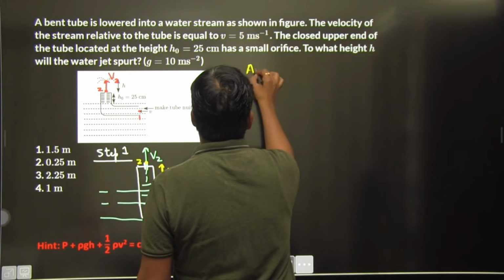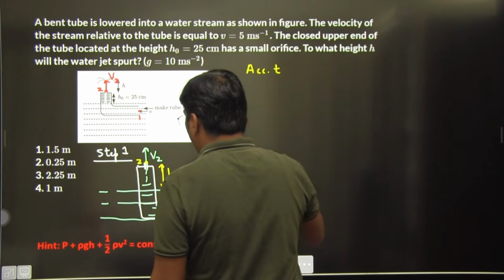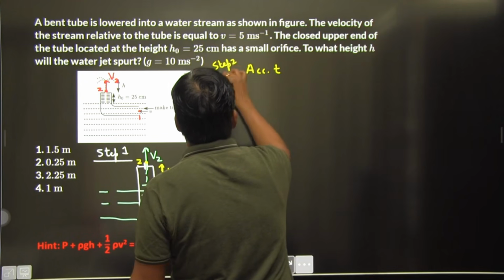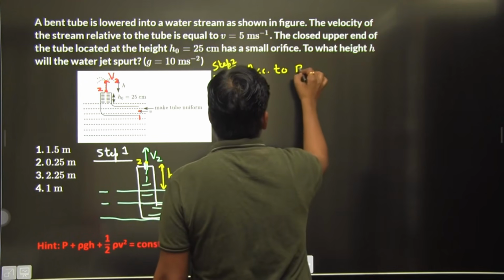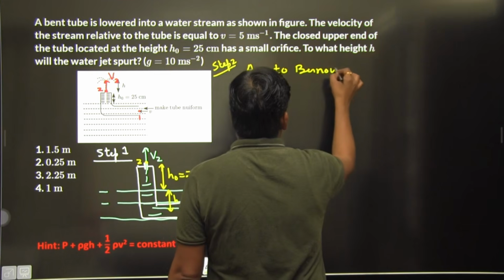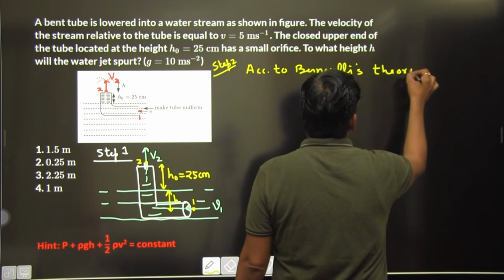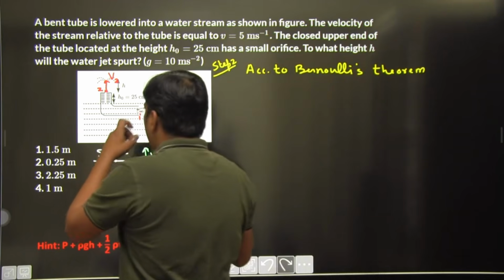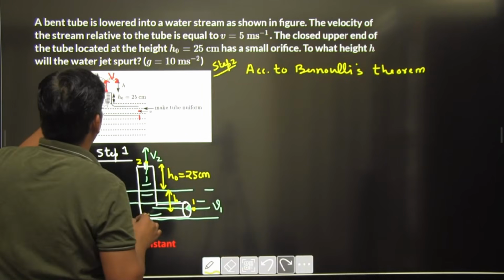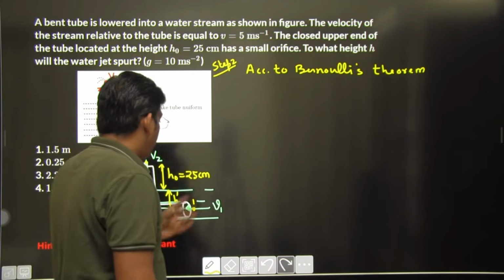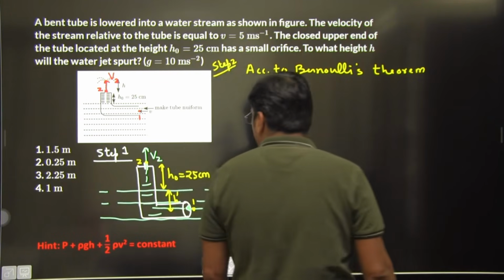Now according to this, step 2 of the question would be applying Bernoulli's theorem. According to Bernoulli's theorem, the height to which the jet will rise is given as h. Let us assume this height as h dash, so that we don't get mixed up with the variables.